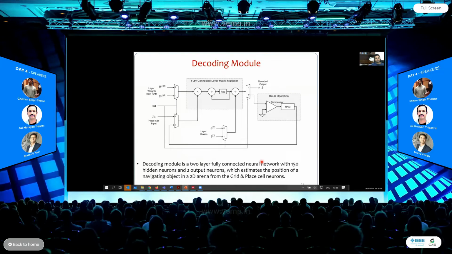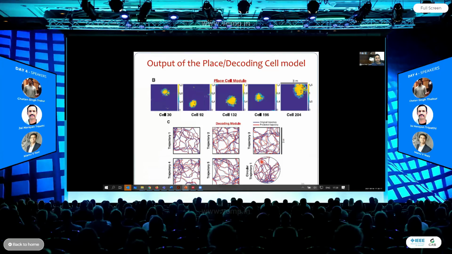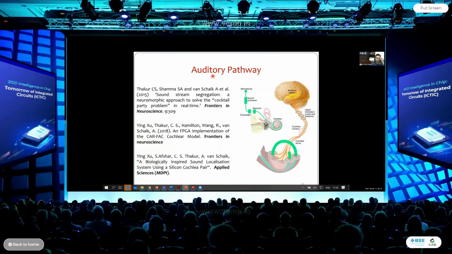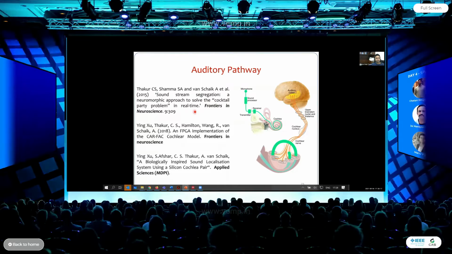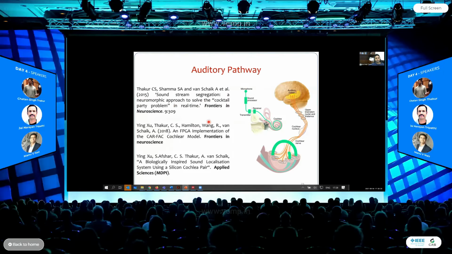Now the next is let me talk about another pathway, which is the auditory pathway, and there are a couple of works which we published. So it's all published results which we'll be talking about in the next couple of minutes.